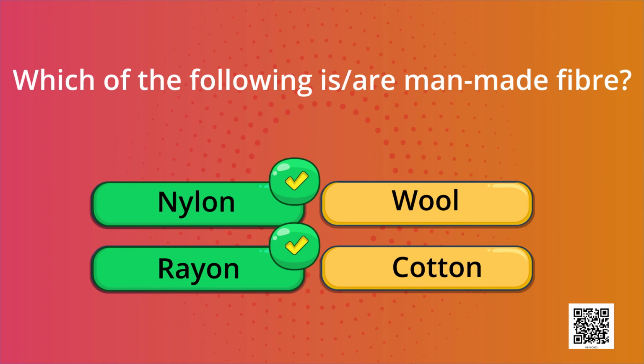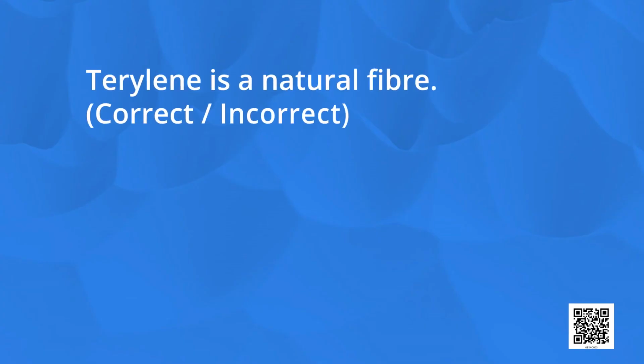Now, next is a statement. You have to tell whether it is correct or incorrect. Terylene is a natural fiber. And the answer is, it is incorrect. Terylene is a synthetic fiber. Next, fill in the blank.